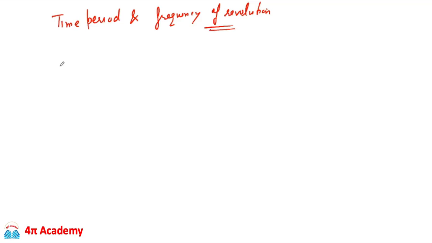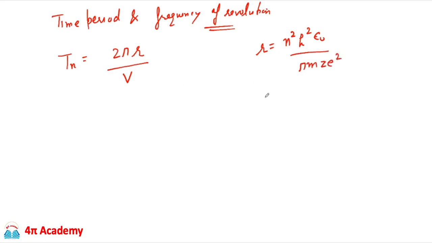Now the time period of revolution, generally represented with T, is equal to 2 pi r, that is the circumference of an atom, divided by v, that is the velocity of that electron in a particular orbit. Now the value of this atomic radius we have derived, that is n square h square epsilon naught over pi m z square, and similarly from the first postulate we have derived the electron velocity for a particular orbit, that is 2 epsilon naught nh.